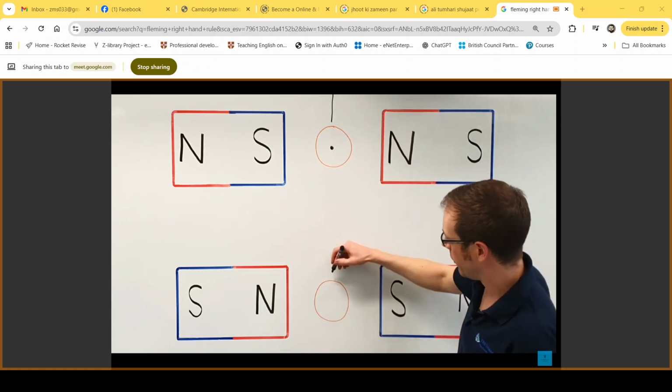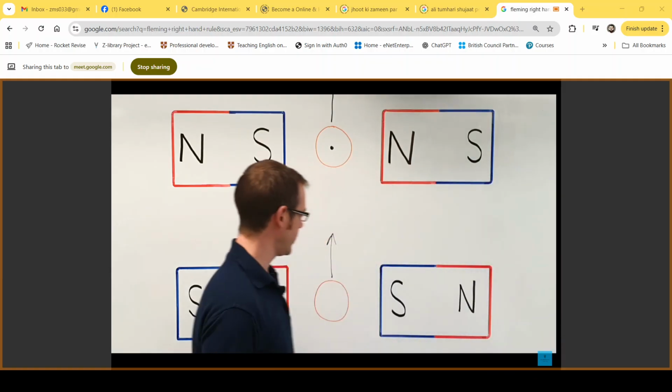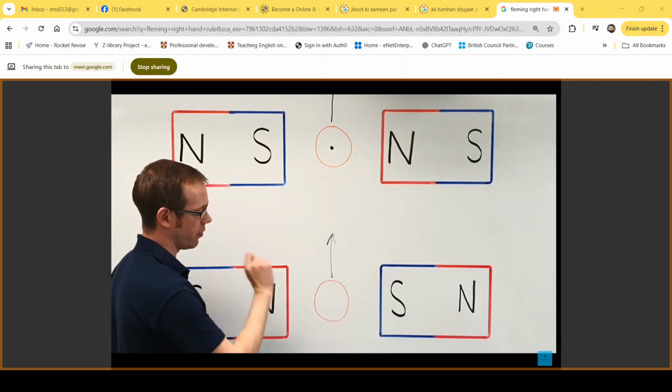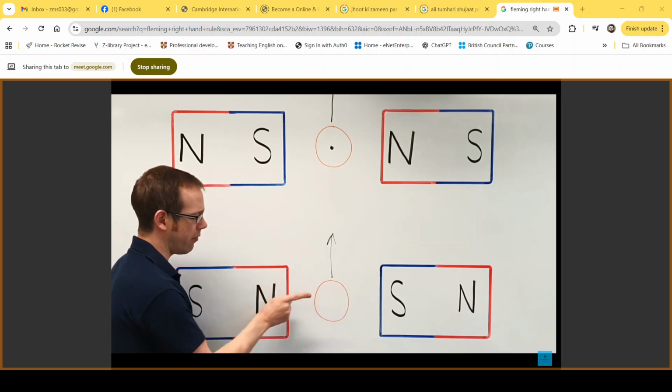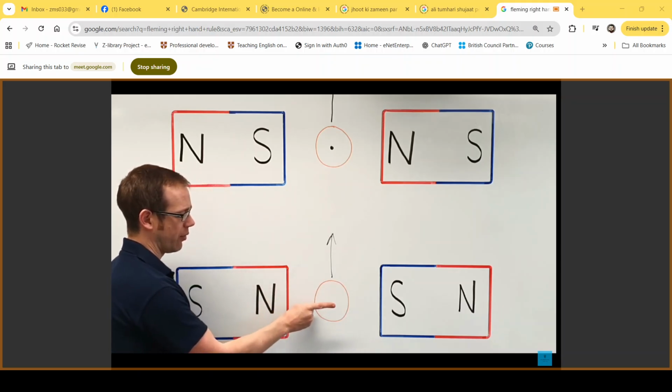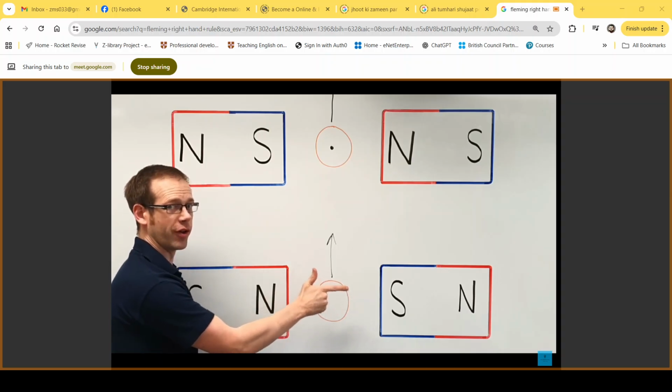Let's have a look now at what happens when we move the bottom conductor upwards like that. If I stand over this side, you can see we've got lines of magnetic flux going from north to south. So my first finger is flux or field, all starting with an F. I put my knuckle at the north and point to the south pole, and then my thumb indicates the direction of motion or movement of the conductor.